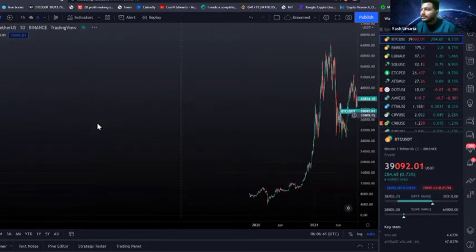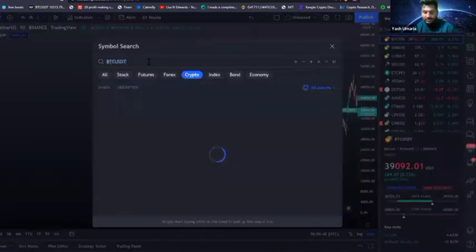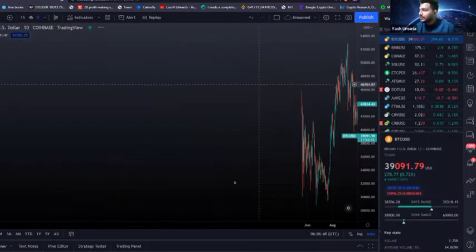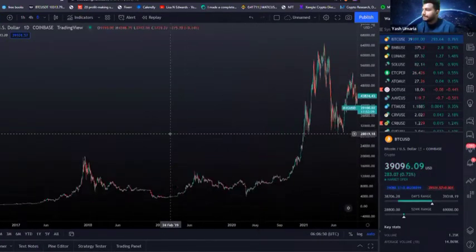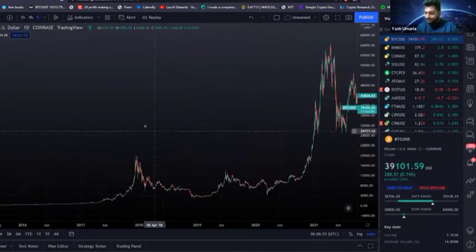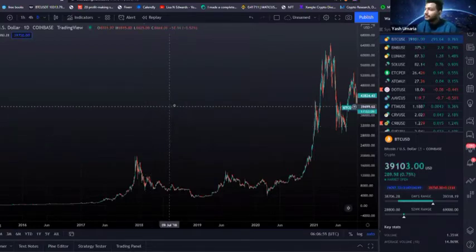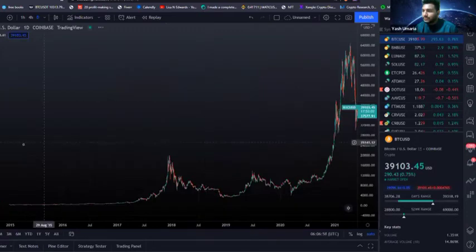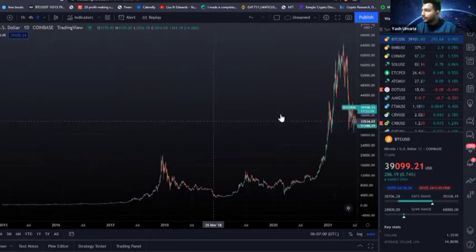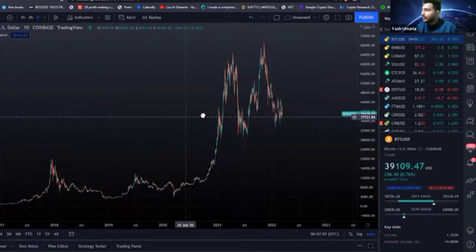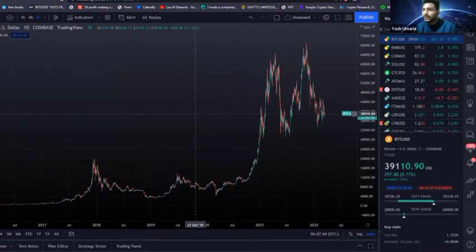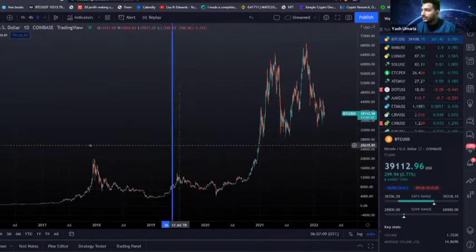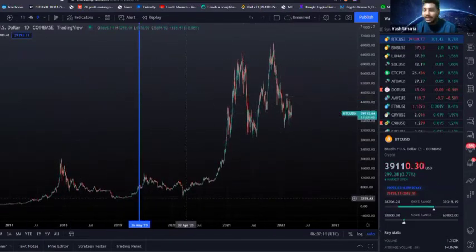We are using a Binance chart. We don't have that much data on Binance, so let's use a Coinbase chart. Okay. So this is a Coinbase chart, and we have data from 2015 till the current day. Now let's divide this chart into two parts, vertical and till here. Okay. So this is the current market cycle.